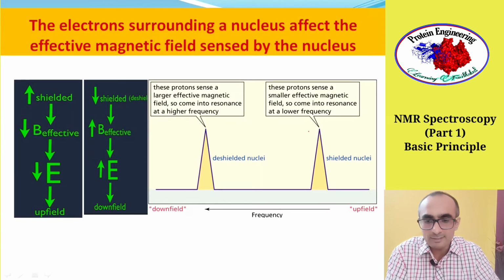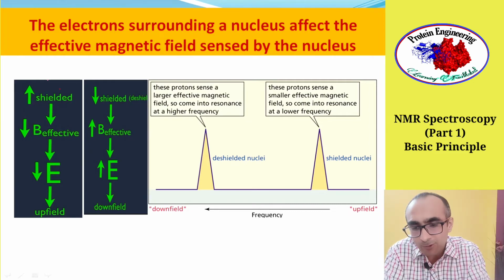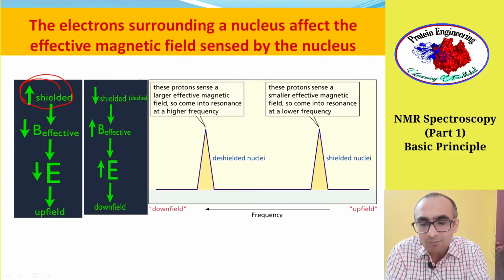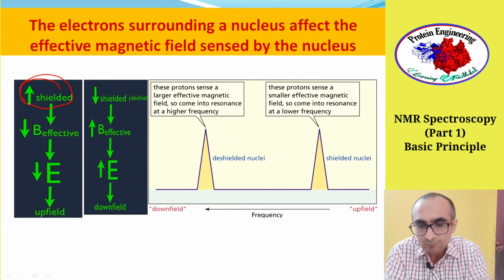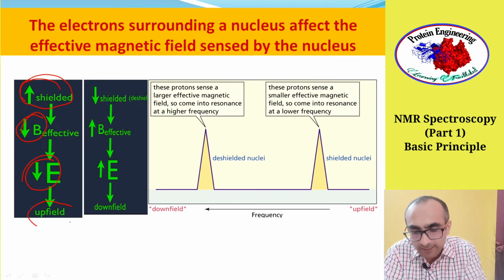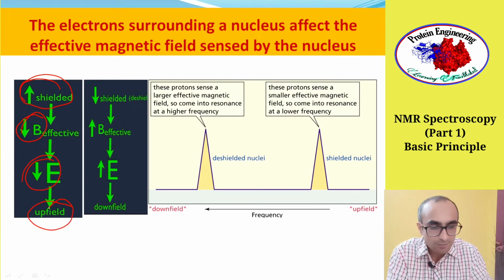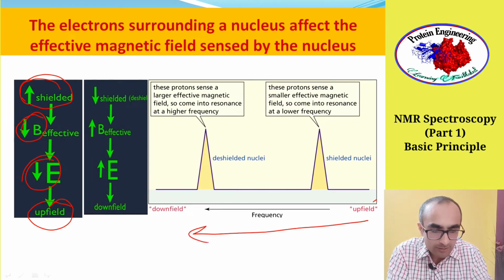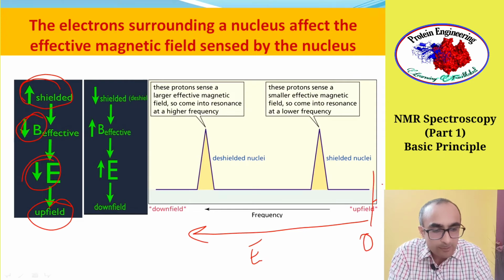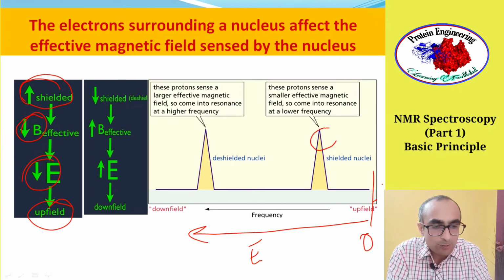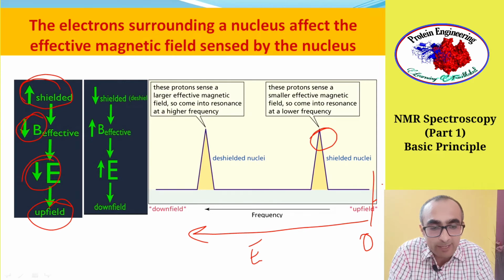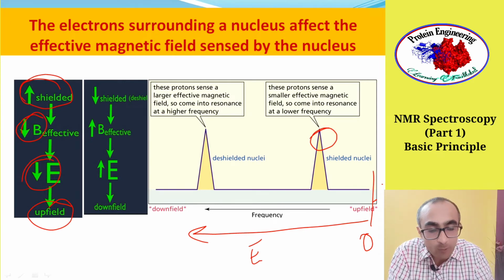So if we summarize this, if you have a shielded proton, if shielding is high, the B effective would be less. B effective less means it will absorb less energy, and the peak is called upfield. So for example, here if we start from this direction, you have energy increasing in this direction. Here you have a reference peak that's at 0. So the peak coming close to 0 is called an upfield peak, for example here. So the protons which sense a smaller effective magnetic field come into resonance at lower frequency, and this peak is called an upfield peak.